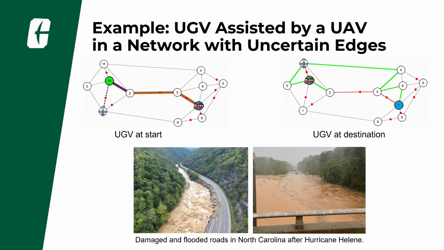This led to our main question: can we use a UAV or drone to inspect road segments ahead of the UGV to reduce uncertainty and help the UGV avoid unnecessary backtracking and rerouting?